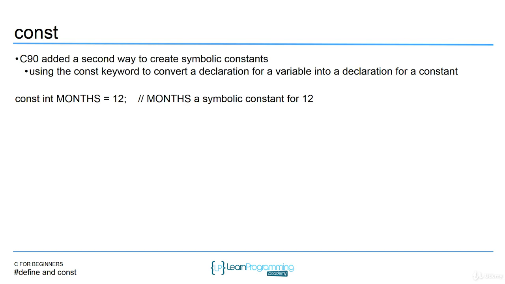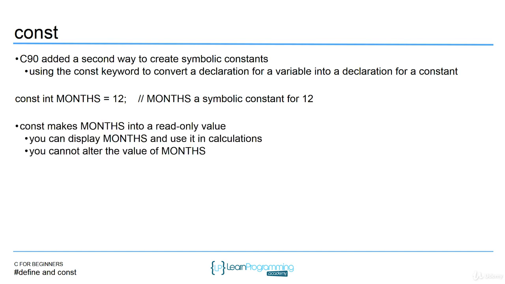We're not calling it a variable because a variable can change, right? That's why it's called a variable. You have constants or variables. And const months is not a variable, it does not change. Const makes months into a read-only value. You can display months and use it in calculations. You cannot alter the value of months.